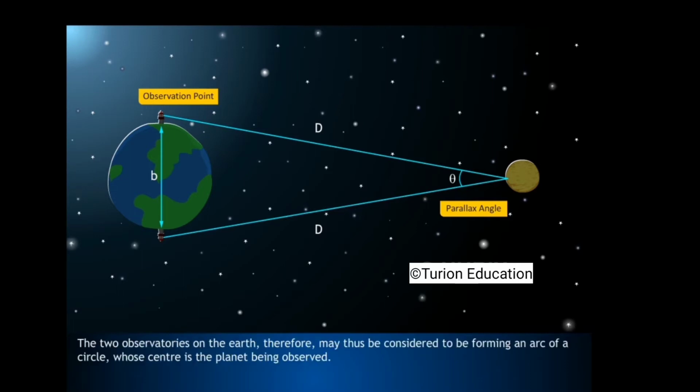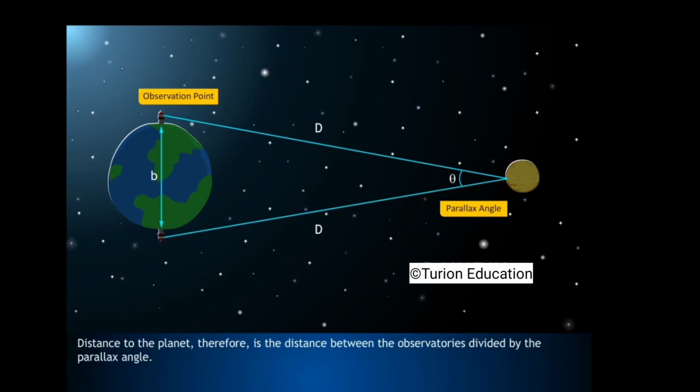The 2 observatories on the Earth may thus be considered to be forming an arc of a circle, whose center is the planet being observed. The distance between these observatories is, therefore, given by the product of the distance to the planet and the parallax angle. Distance to the planet, therefore, is the distance between the observatories divided by the parallax angle.